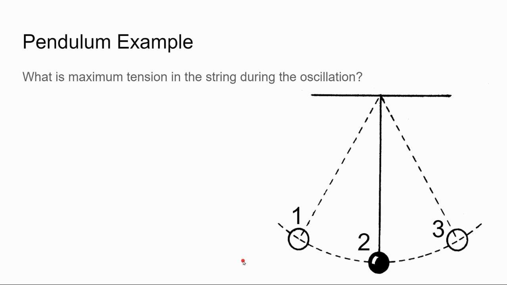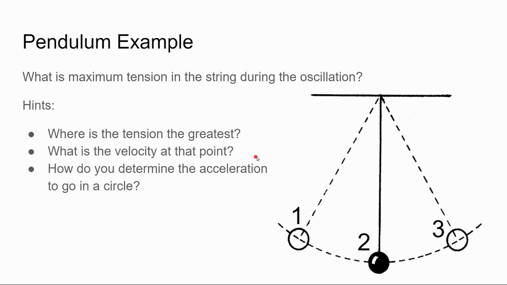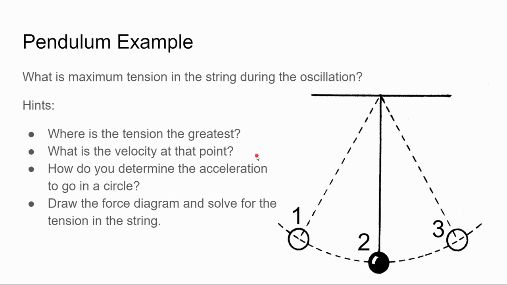So what is the maximum tension in the string during the oscillation? Well, we just talked about that. That is at point 2. But if we're going to actually calculate it, we're going to need to know not only where the tension is the greatest, but we need to know how fast it's going, how to determine the acceleration to go in a circle, and how to draw the force diagram and solve for the tension in the string. So this is kind of like a 4-step problem.